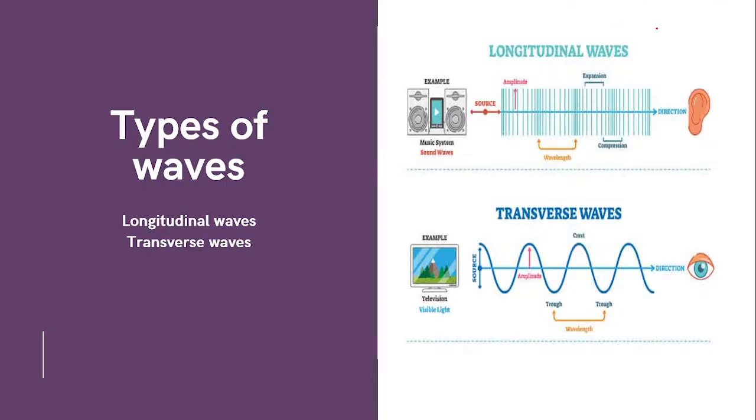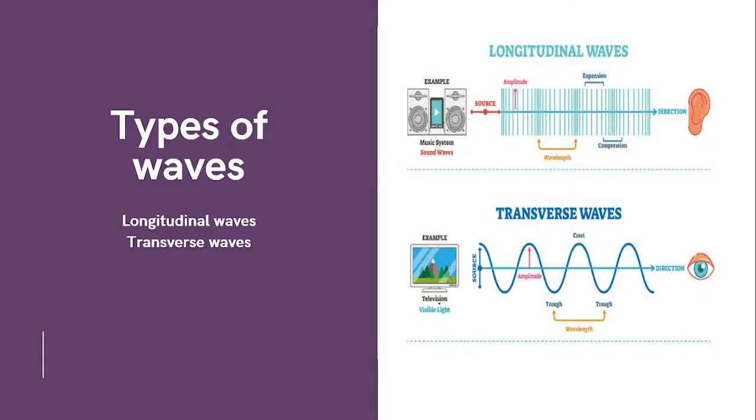Now this is the music system. Music system means it will create sound, it will vibrate, right? Since we're talking about sound, that means it will create longitudinal waves. So you see here, that's how the sound will travel.